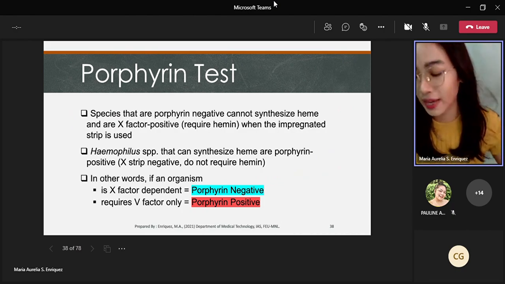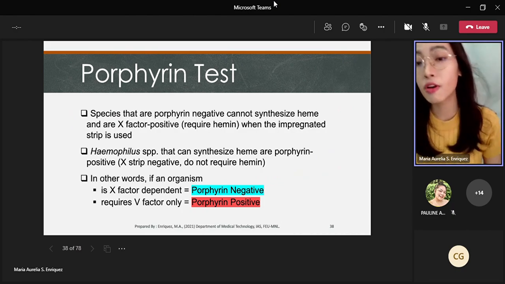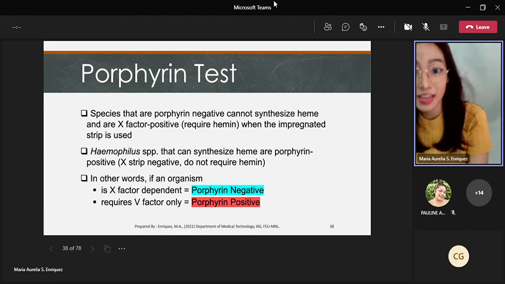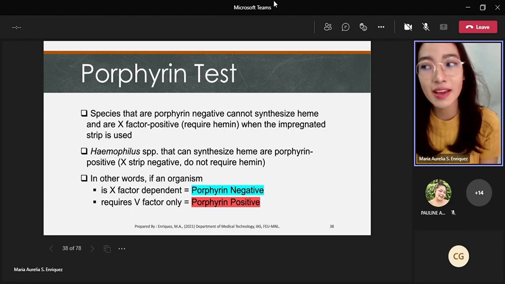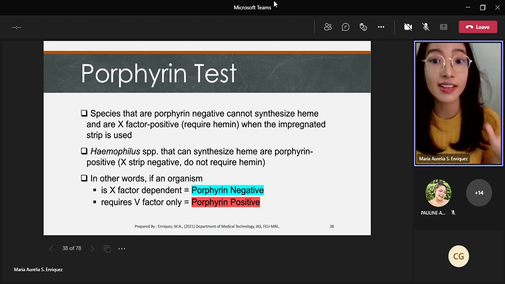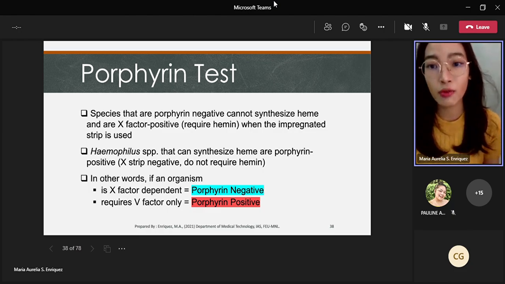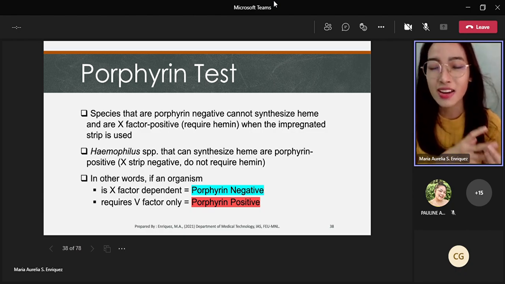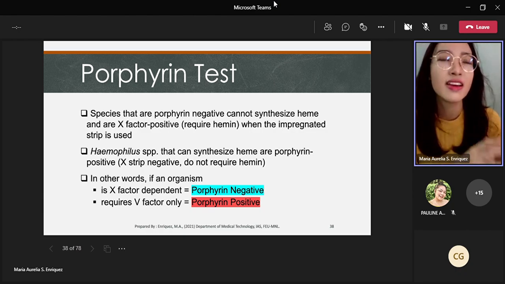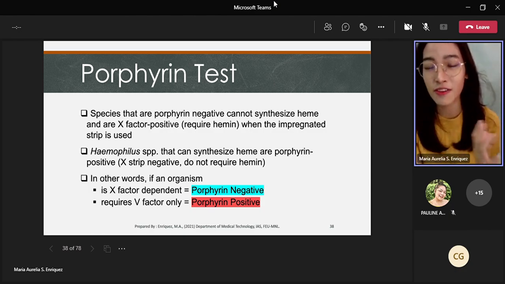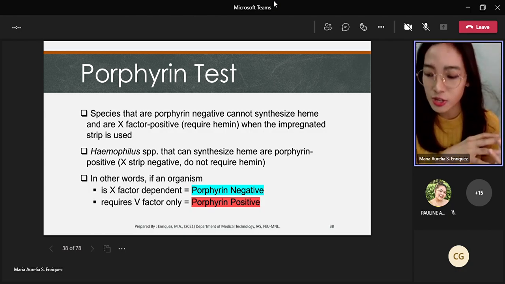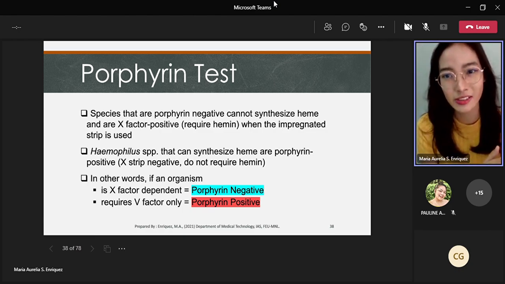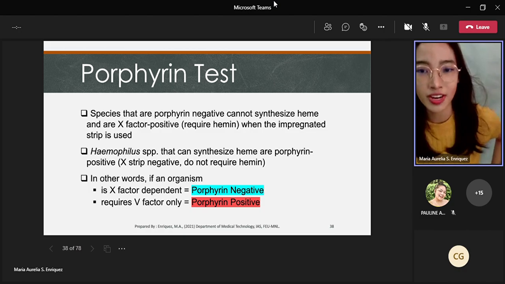All right, so let's explain that further. Species that are porphyrin negative cannot synthesize heme. Hence, they would rely on being provided with the X factor for them to grow. Now, species that can synthesize these intermediates do not need the X factor anymore and will only require supplementation of the V factor. Kasi po, parang in simpler terms, kaya nilang gumawa ng sarili nila. Okay, so they can synthesize their own intermediates for the X factor. So hindi nila kailangang umasa dun sa culture media to provide them with the X factor. So yun po yung principle ng porphyrin test.